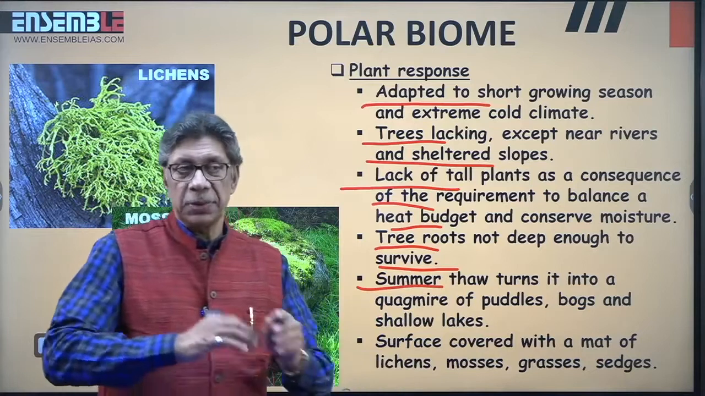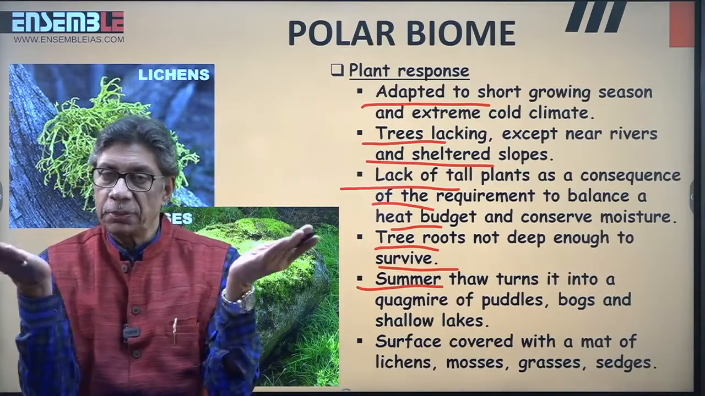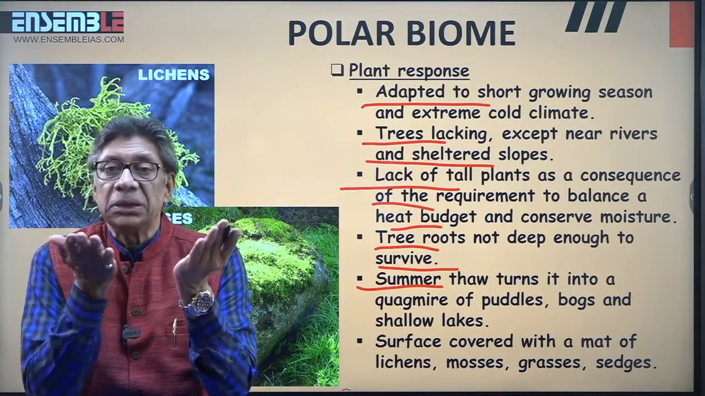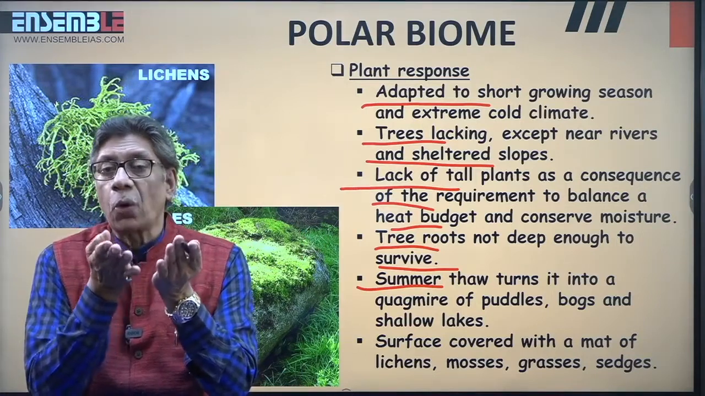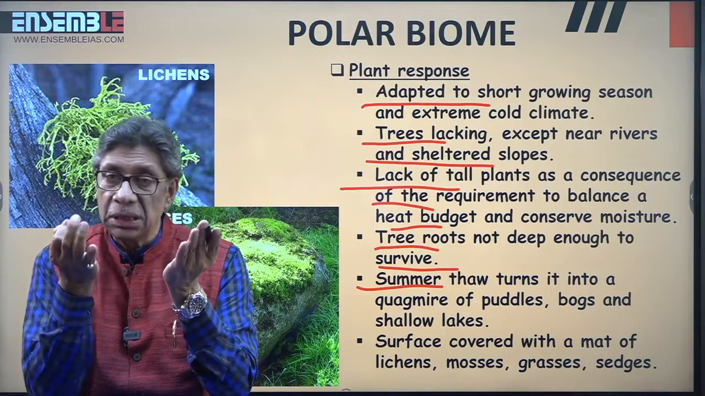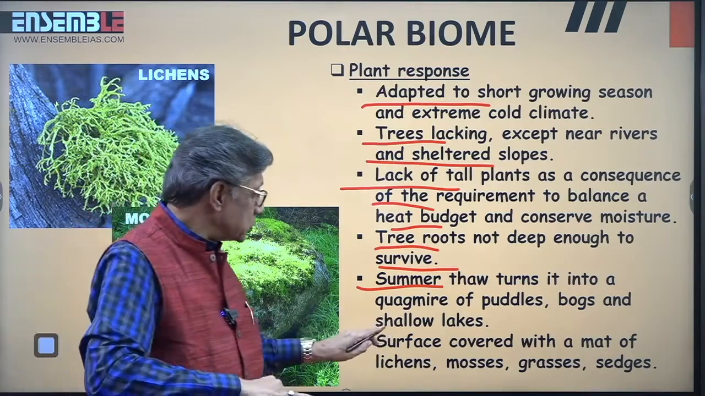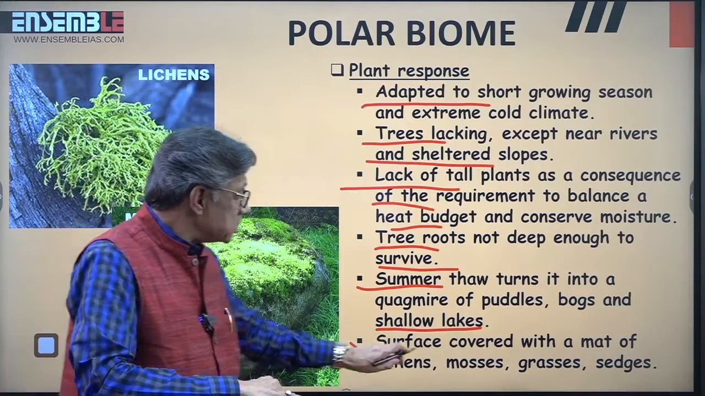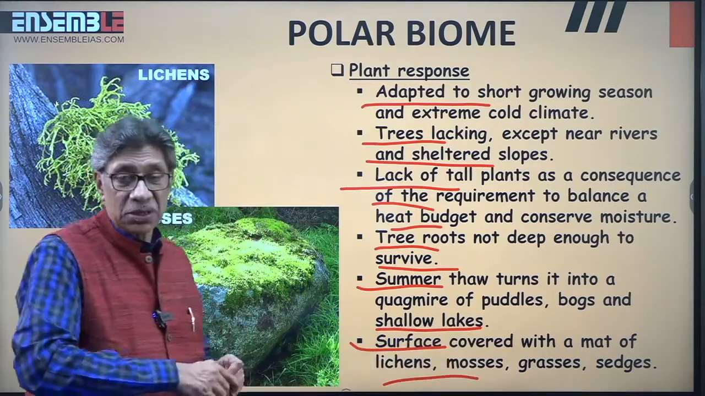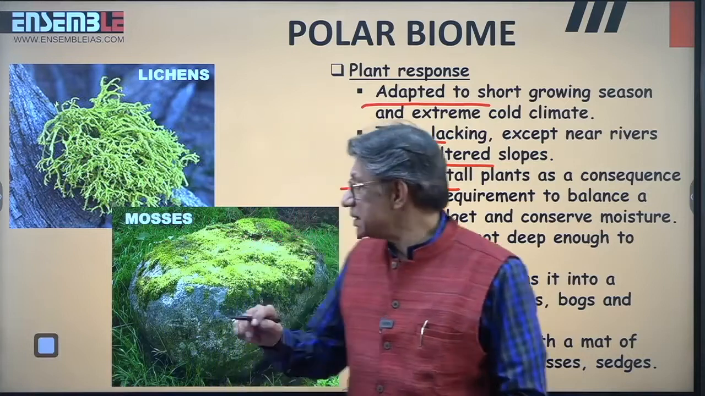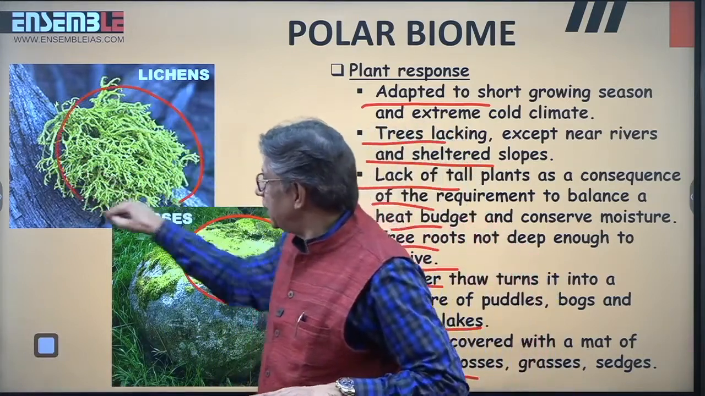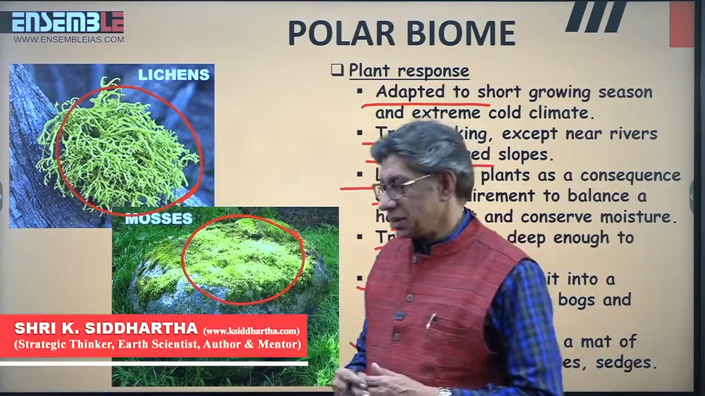Summer thaw means that in the summer, the whole of the permafrost region thaws out. And as it thaws out, it turns the whole of the region into a quagmire of puddles, bogs, and shallow lakes. That is what it is going to be turned into in this place. The surface is covered with a mat of mosses, lichens, grasses, and sedges. This is the type of vegetation that you find in these types of regions.